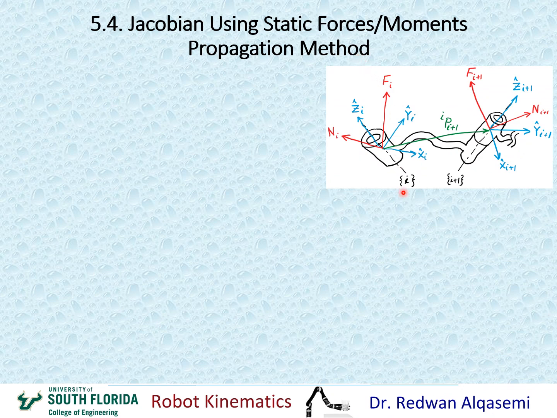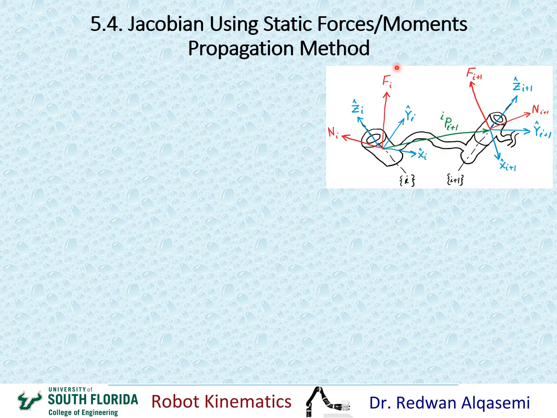So let's start here by looking at the general form of having a link and a joint. Here we have link I and link I plus 1. In link I we have attached frame I, x, y, and z. And in link I plus 1 we attached frame I plus 1, x, y, and z. And here the distance between I and I plus 1 frames is defined by the position of I plus 1 relative to I, as we see right here.